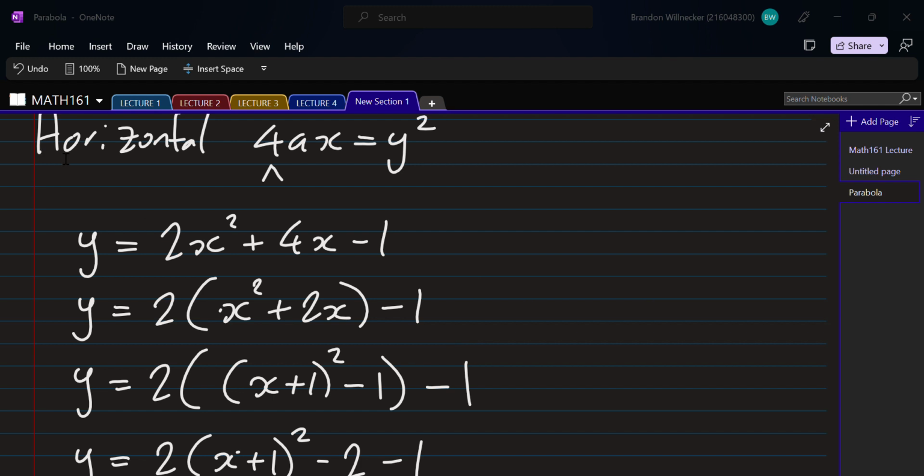Okay, and if this A was negative, we flip it around. So now instead of pointing to the right, since A is negative, we're pointing to the left, and then we can shift accordingly. Okay, so we can put a minus A there because it's a minus 1 over 8, and now the focus is in the right place.